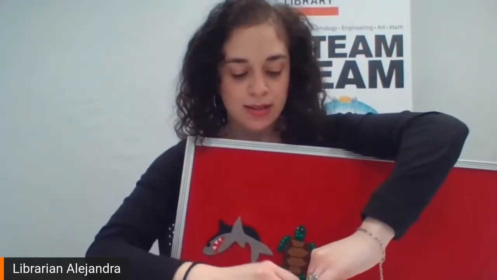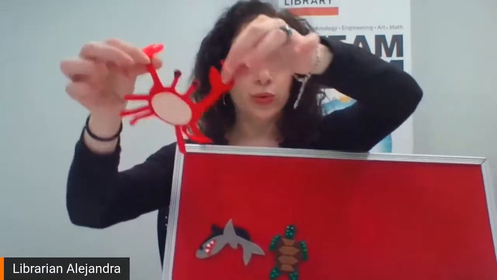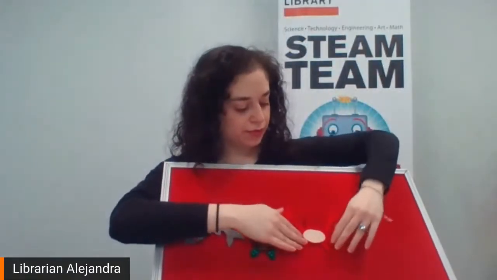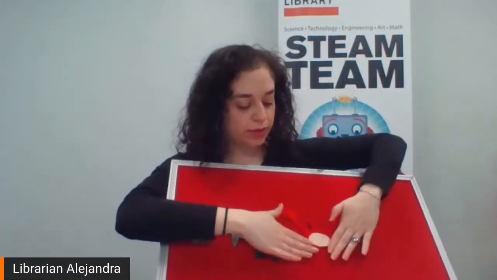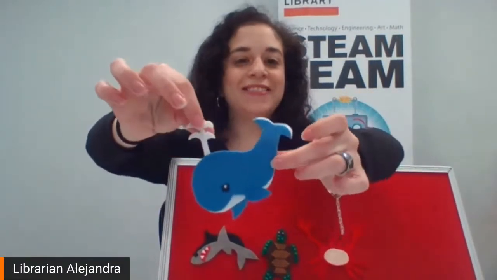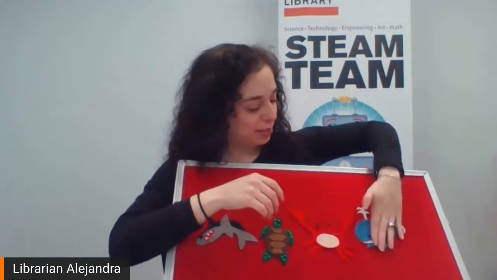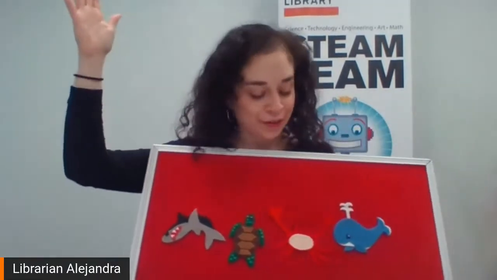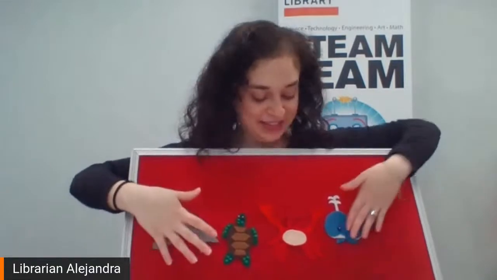We have a crab with his little leg. Like Sebastian from Little Mermaid. Four little legs. And then finally, we have a whale, just like the book. That was a beluga whale. This is just a blue whale. Definitely different. But they both need to go back up to the surface after a while to breathe. All right, so I got 4 animals here.